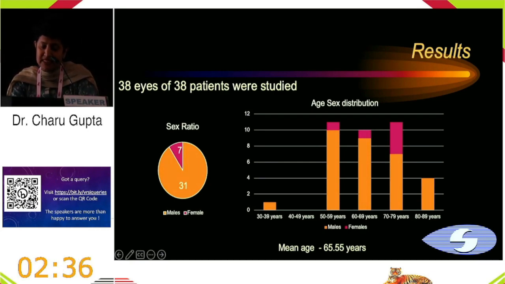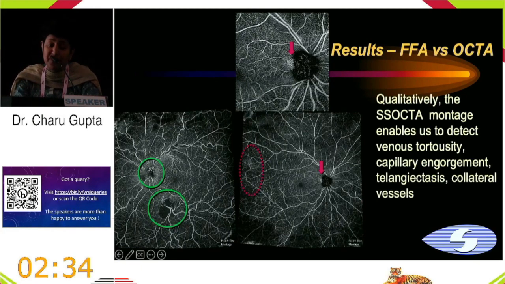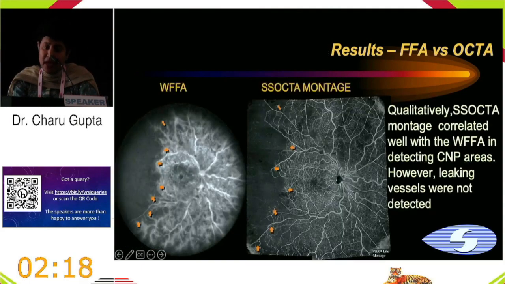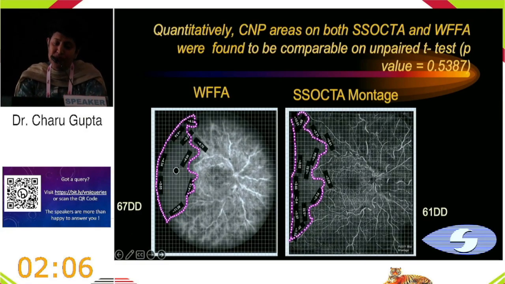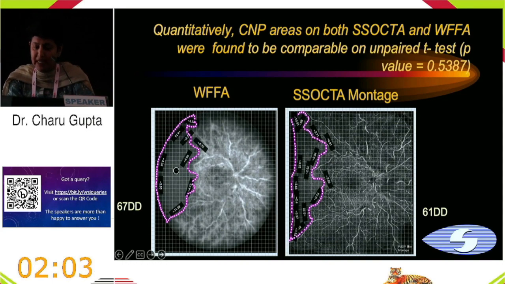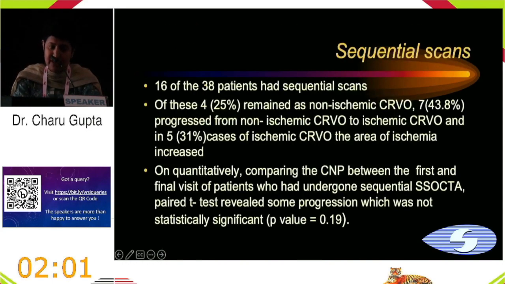The results: we studied 38 eyes of 38 patients, 7 were females and 31 were males. The mean age was 65 years. Qualitatively comparing the FA with OCTA, the OCTA montage enabled us to detect the venous tortuosity very well. We could see capillary engorgement in integrated vessels, and even the collateral vessels were well delineated. Comparing the CNP areas, the point-to-point correlation of the wide field angiography and the OCTA is very good. And quantitatively, we found that the CNP areas on both were comparable. The unpaired t-test was not significant.